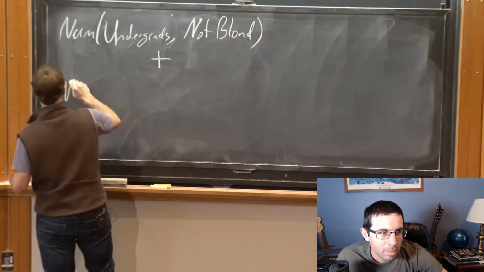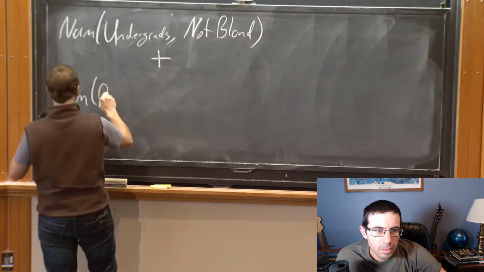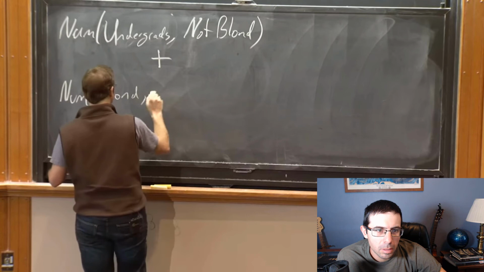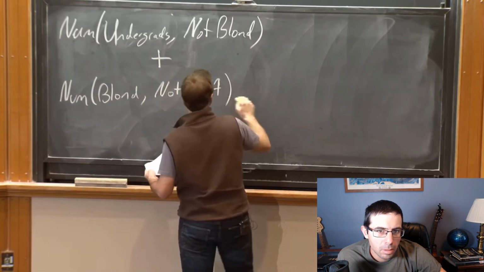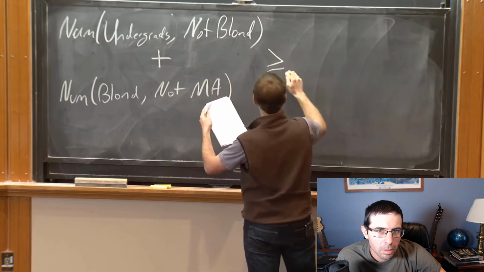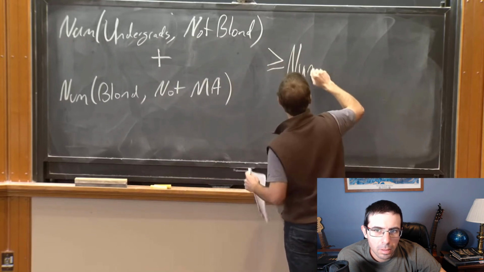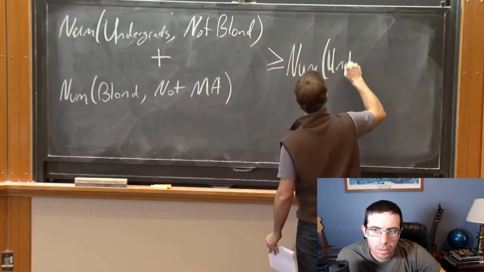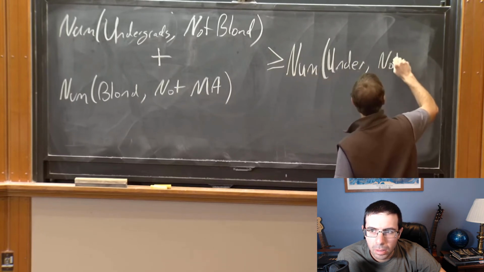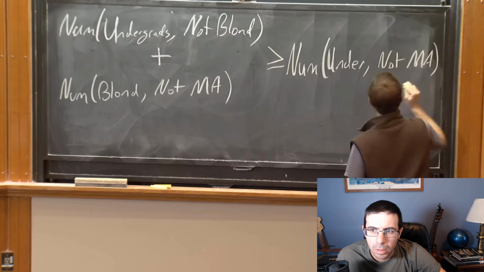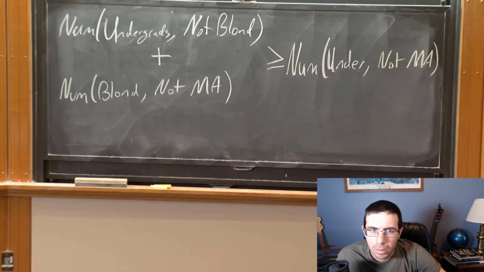plus the number of people in the room who are blonde but not from Massachusetts, is greater than or equal to the number of people in the room who are undergraduates and not from Massachusetts. I claim that this is true. I haven't checked in this room, but I claim that this is true.